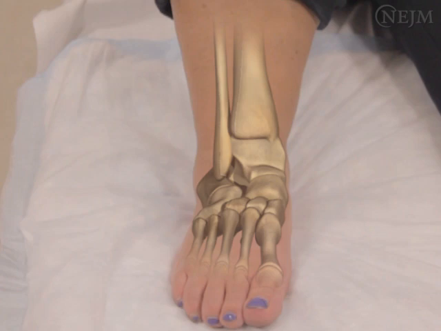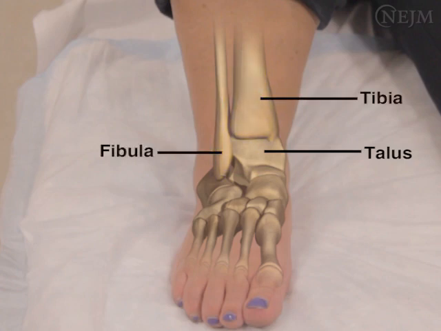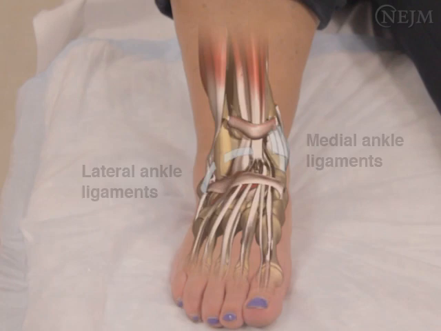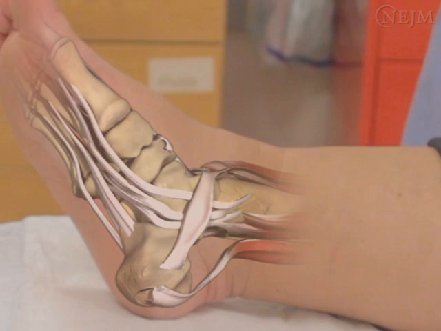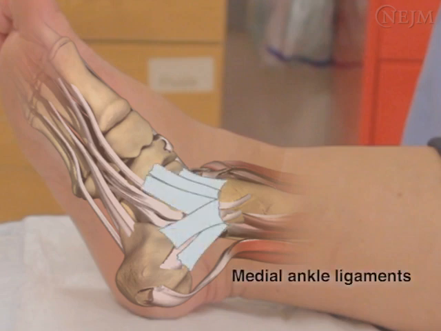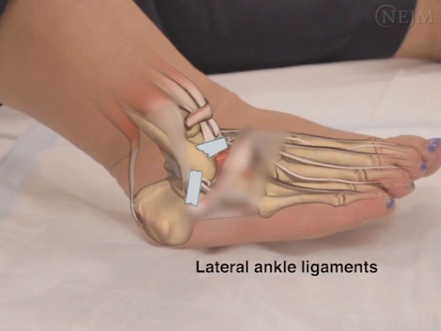The ankle forms a mortise joint with the talus fitting snugly into a groove formed by the tibia and the fibula. Ankle stability results from the interplay of the talus, tibia, and fibula, and the medial and lateral ankle ligaments. The ankle joint is medially constrained by the deltoid ligament and laterally constrained by the distal fibula and the lateral ankle ligaments.